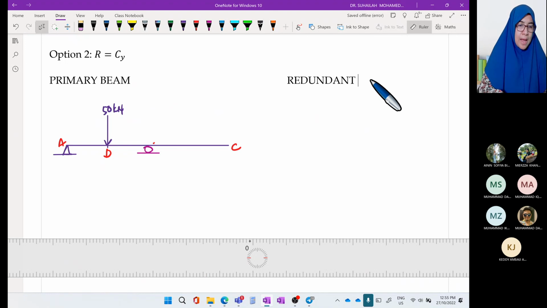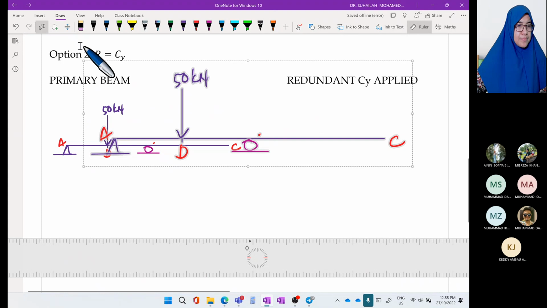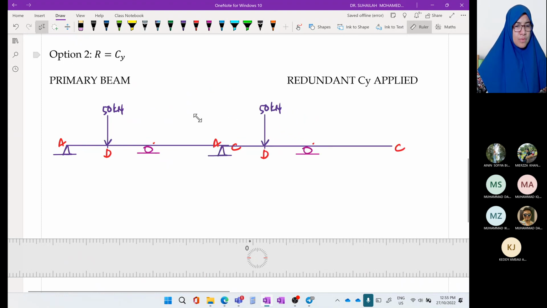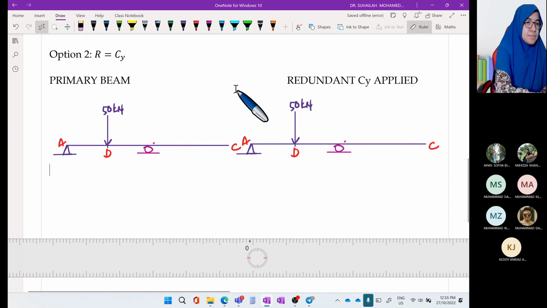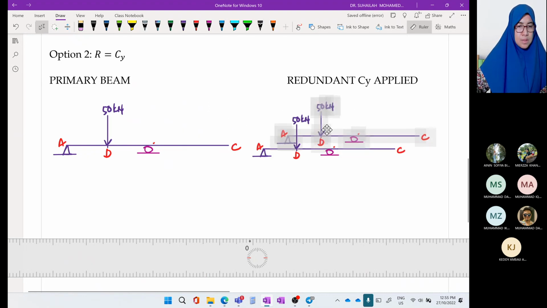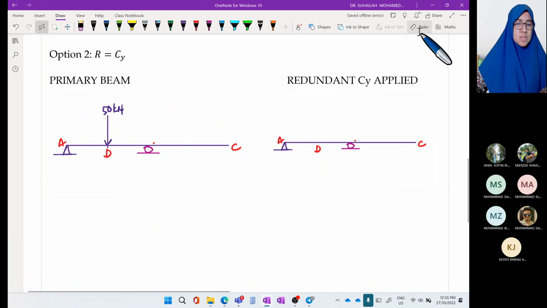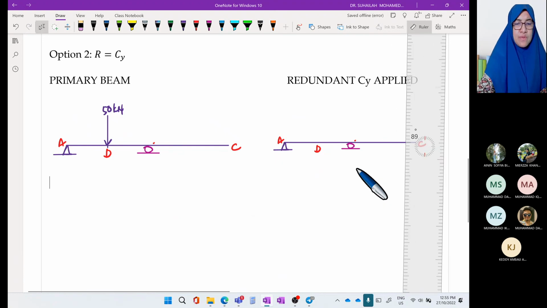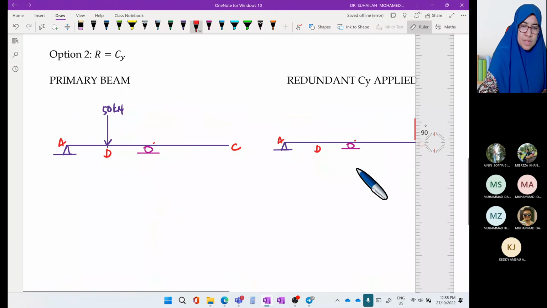So this is CY applied. How does it look? We have the same type of beam as the primary beam, same type. Only the load is different, because we will apply a unit value of CY.